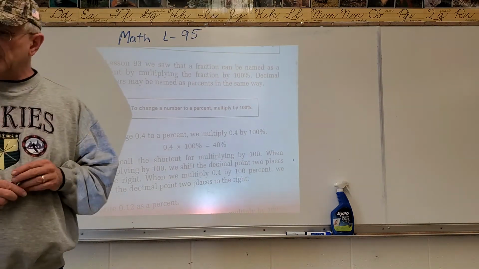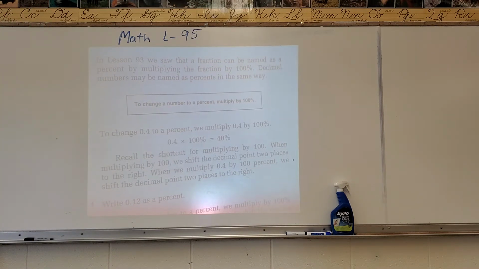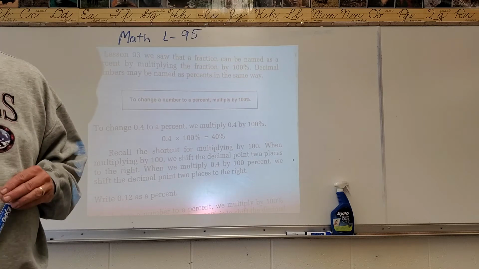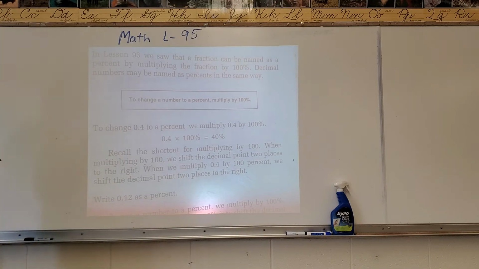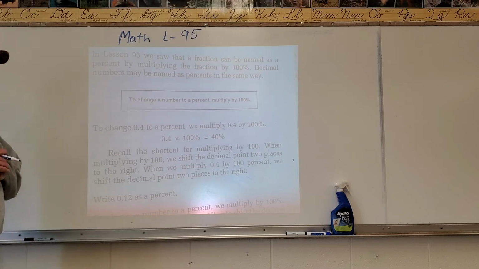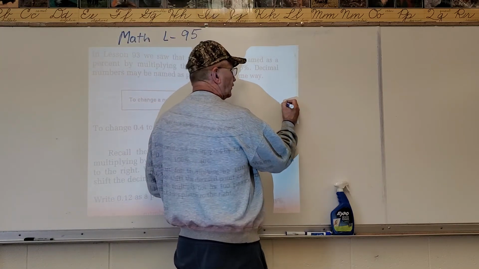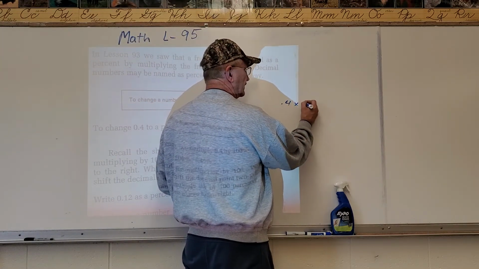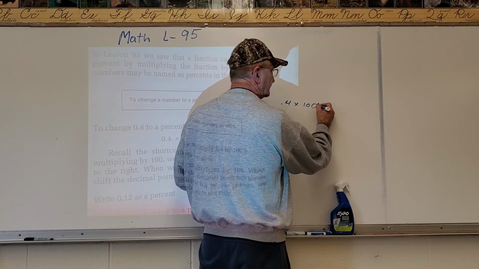So let's look at lesson 95. It will not take real long because we've already introduced this a little bit. The title of it is Writing Decimals as a Percent. Basically, and this was in the problems earlier, to change 0.4 to a percent, we multiply 0.4 by 100%, which is true. 0.4 times 100% is going to equal 40%.